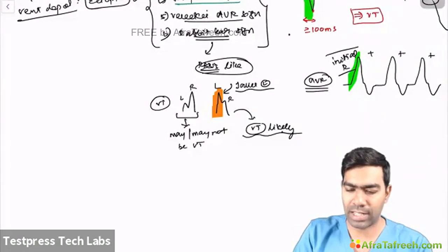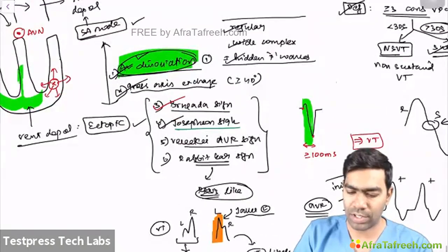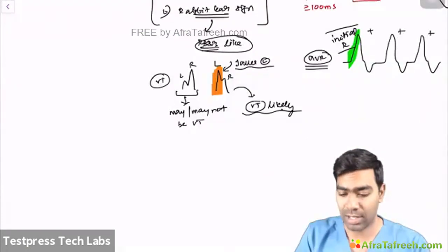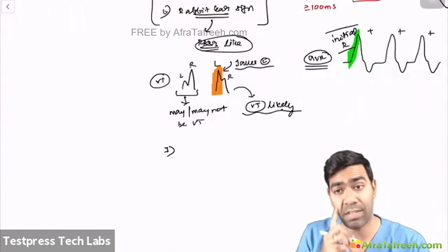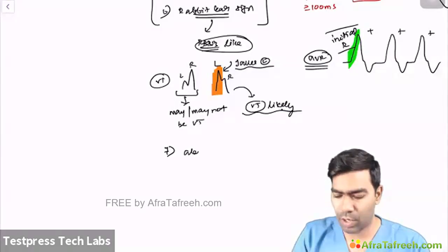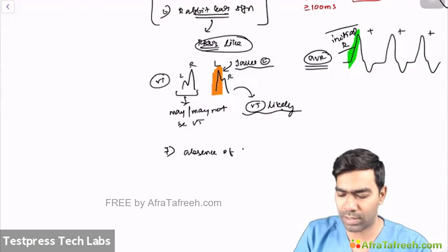Apart from that, these are the exam questions. So we had the AV dissociation, gross axis change, Brugada sign, Josephson sign, Verreke's AVR sign, rabbit ear sign. But apart from that, there are some things which are away from the exams, which have not been asked yet. In that, we call it absence of RS complexes in precordial leads.